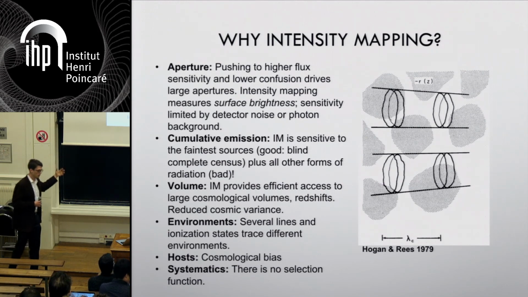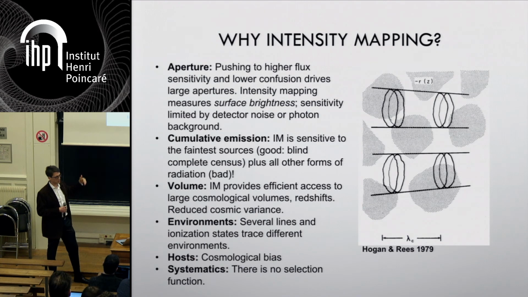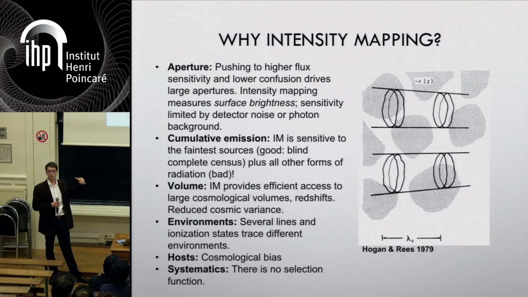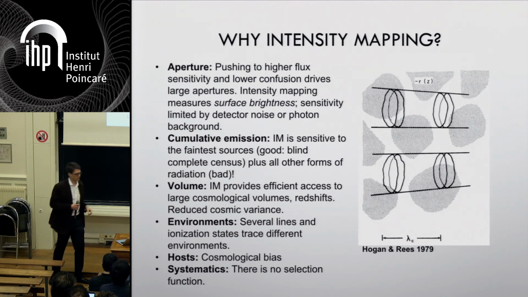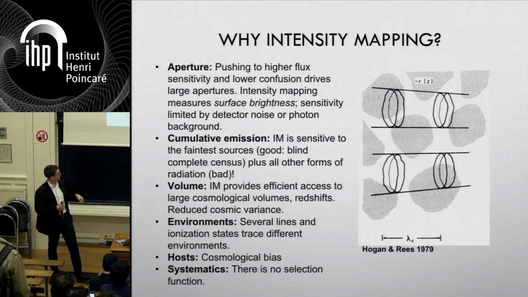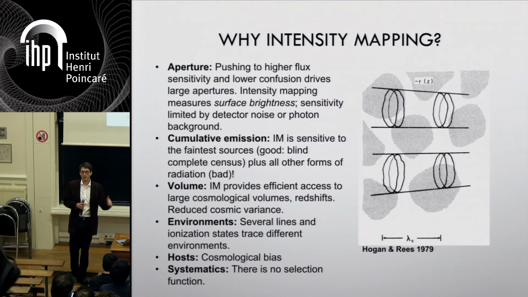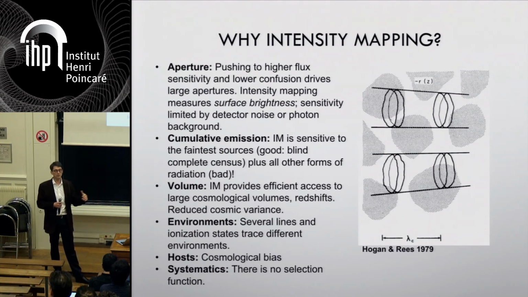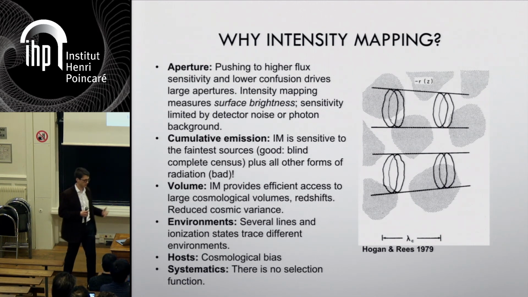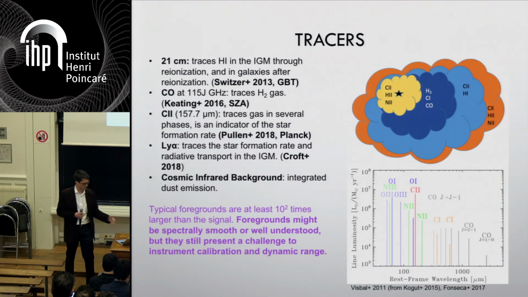Second is the point that Hogan and Rees make, that it's sensitive to the cumulative emission of all sources, so it's a blind, complete census, but it's also bad because it's sensitive to all other forms of radiation in the universe, so we have to be able to separate those. Intensity mapping allows studies of very large volumes, and that means that there's not a risk of surveying a cosmologically over or underdense patch. There are a wide range of lines to study that allow probes of multiple environments, so I'll describe that in the next slide. And this is also a fully cosmological measurement. That is, we learn about the clustering of the line emission, and the bias of that clustering tells us something about the halo hosts that contain, for example, star formation or neutral gas. And finally, there's a completely different set of systematics in intensity mapping than any other sort of survey.